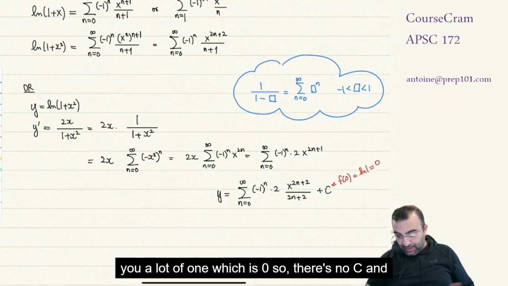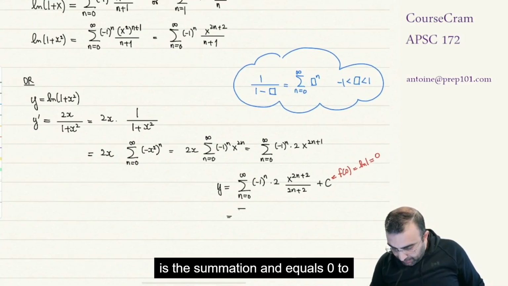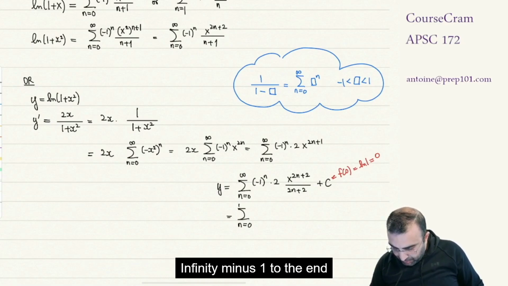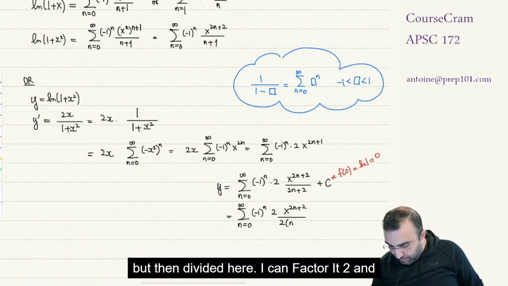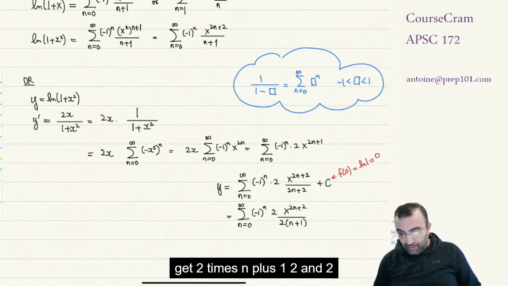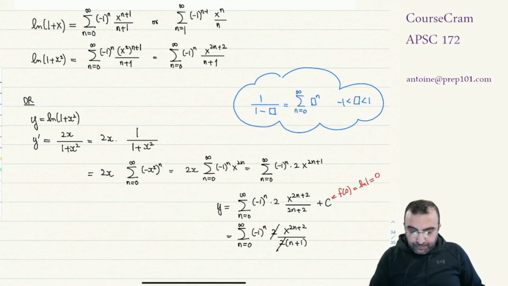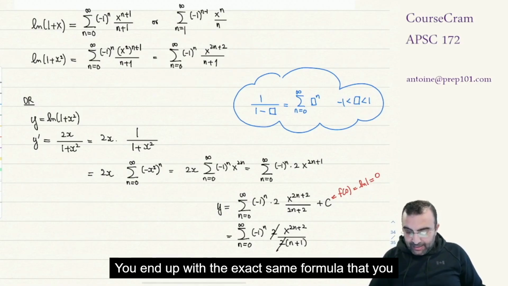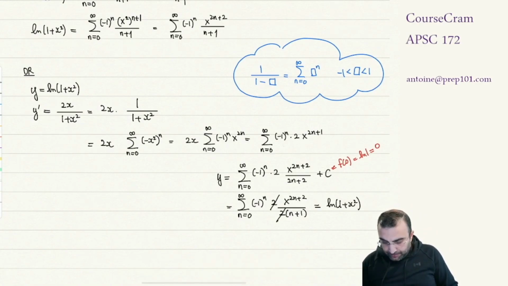So there's no c. And how do I get back to the one I had before? Look, this is the summation n equals 0 to infinity (-1)^n, 2 times x^(2n+2), no problem. But then divided here, I can factor out 2 and get 2 times (n+1). The 2 and 2 cancel out, and here you go. You end up with the exact same formula that you had before, which is the Maclaurin series of ln(1 + x²).